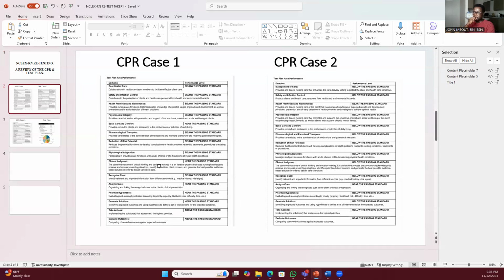Case 1, look at this document. This is the result of somebody who failed the Nclex. If you haven't gotten one, if you failed the Nclex, get to your Board of Nursing. I think they send it automatically to your portal. You can log into your portal and download it there. You will see how you performed in your Nclex.